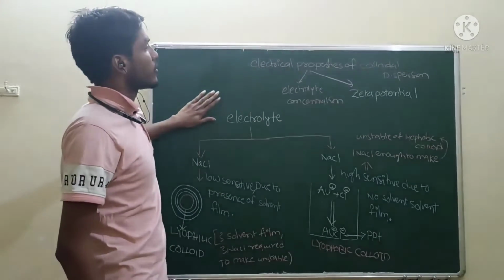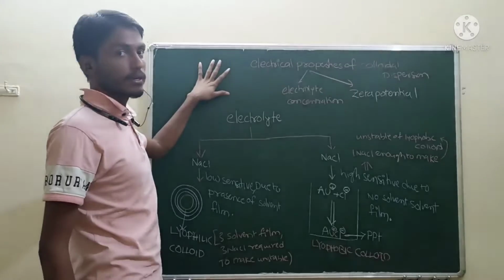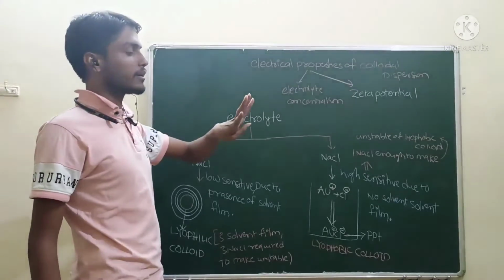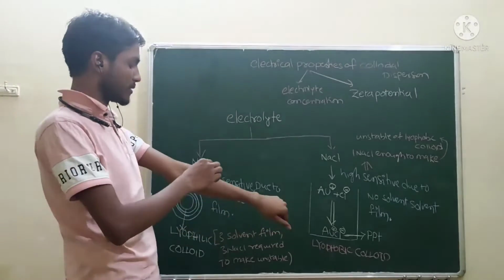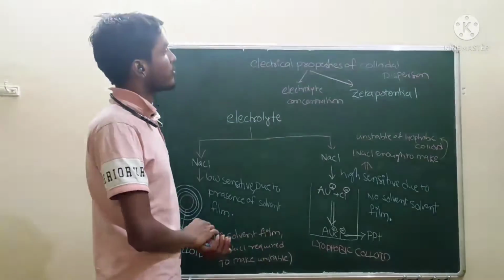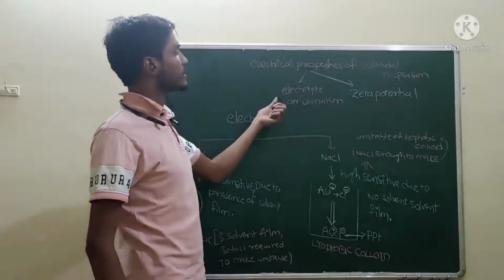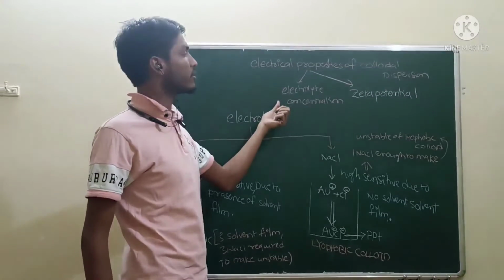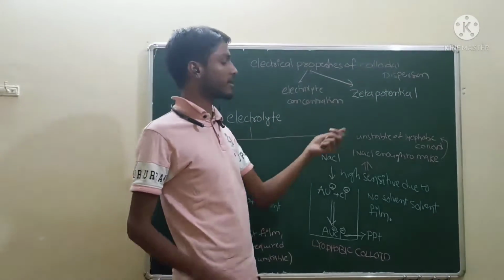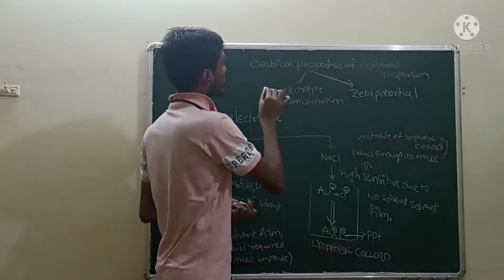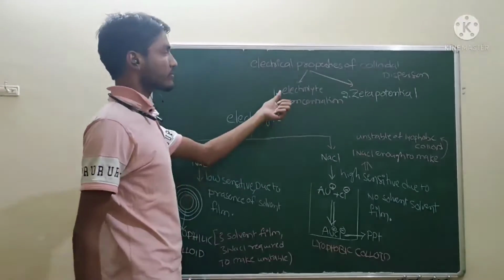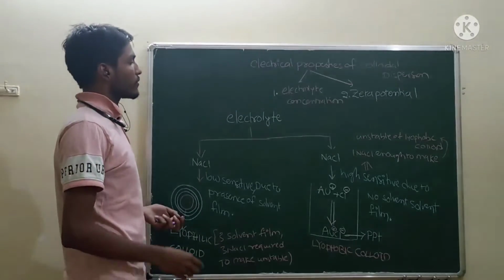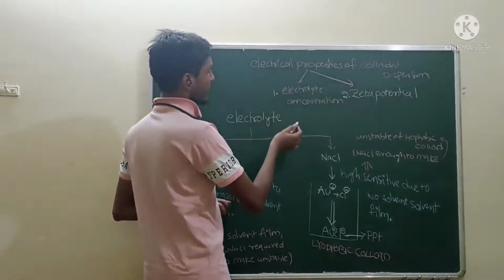Now we are going to discuss the electrical properties of colloidal dispersion. Optical properties completed, kinetic properties completed. Next is electrical properties of colloidal dispersion. Under this, we mainly discuss the effect of electrolyte concentration and zeta potential. First is the effect of electrolyte concentration, and second is zeta potential. Now the first one is the effect of electrolyte concentration.